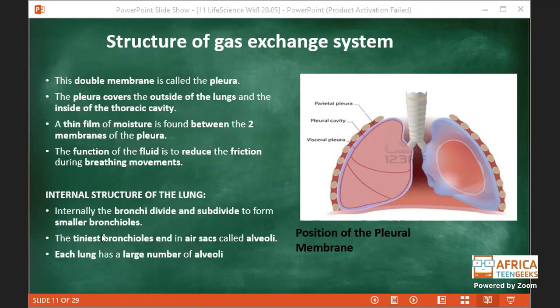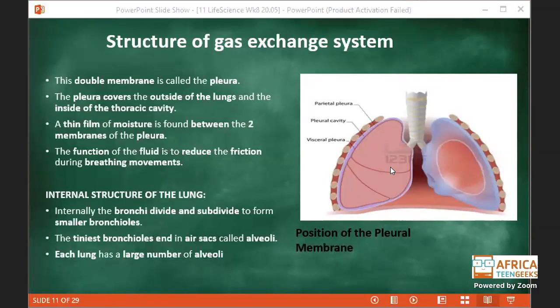Then the internal structure of the lung. Internally, the bronchi divide and subdivide to form bronchioles. Here in this picture, we have our trachea, or air pipe or windpipe, and then it divides. It goes into the right lung and it also goes into the left lung. These structures are called bronchus, one singular bronchus and the plural is bronchi. So there's a bronchus that goes into the right lung, and we also have a bronchus going into the left lung.